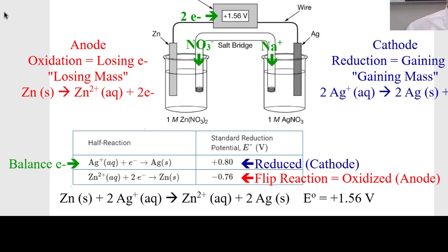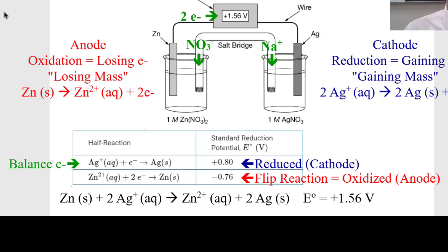You always want to balance the number of electrons. You can see there's 1 electron on top, 2 electrons on bottom. We got to multiply everything by 2 moles. Don't multiply the voltage by 2. And you can add those 2 equations together to get a total voltage of positive 1.56 volts.